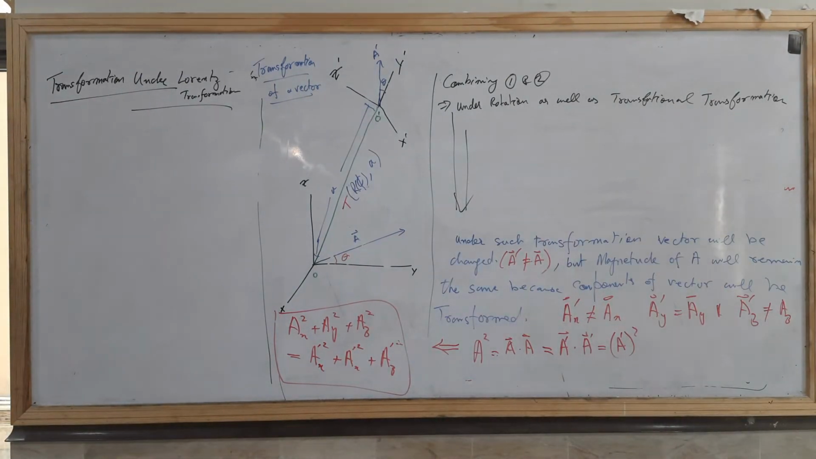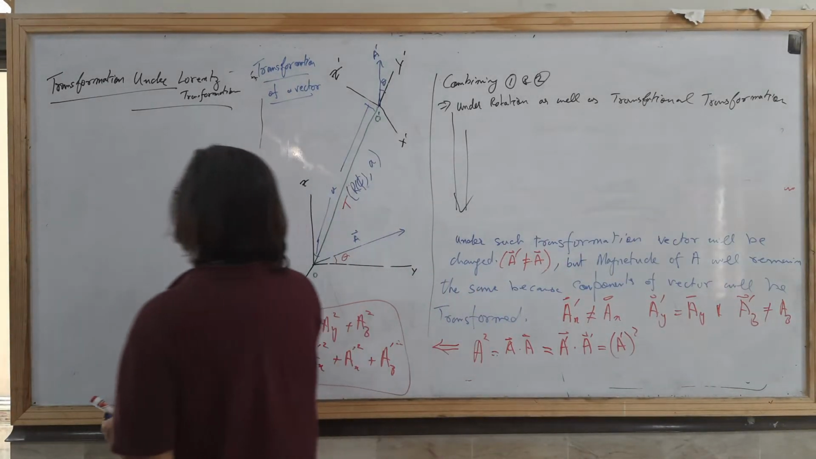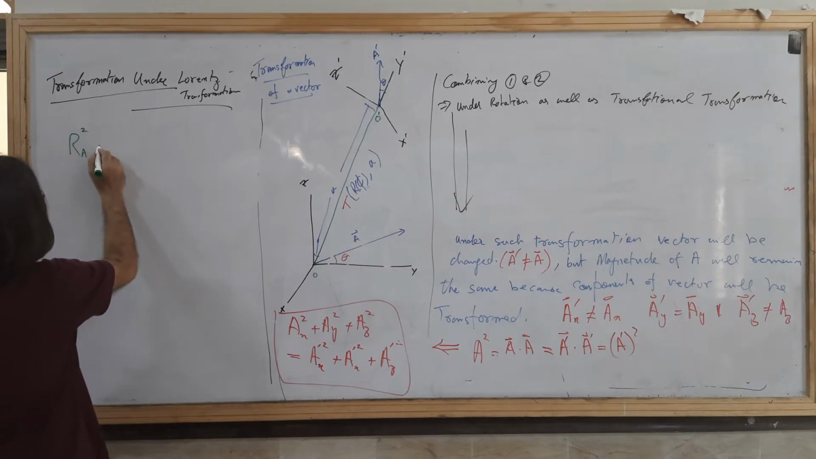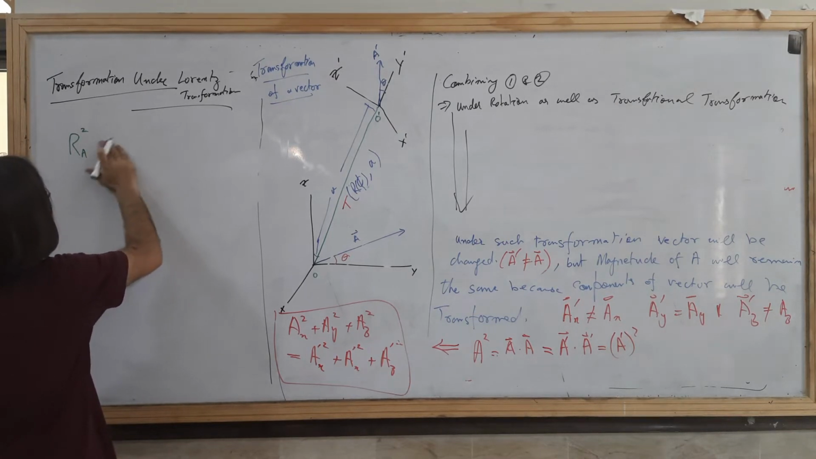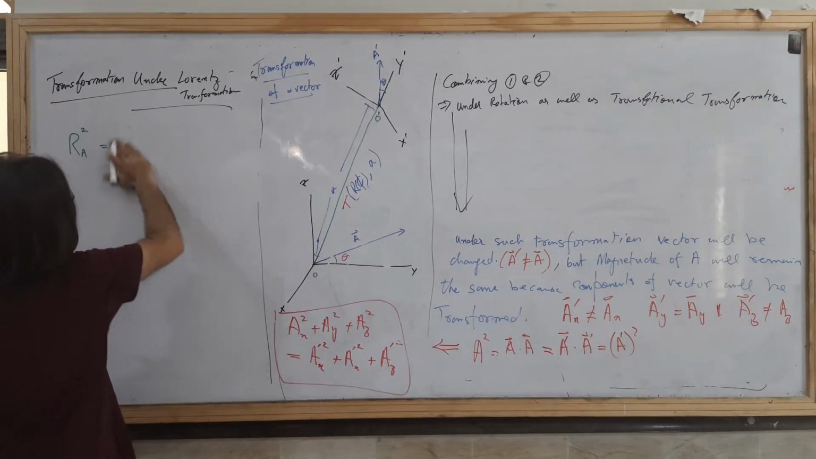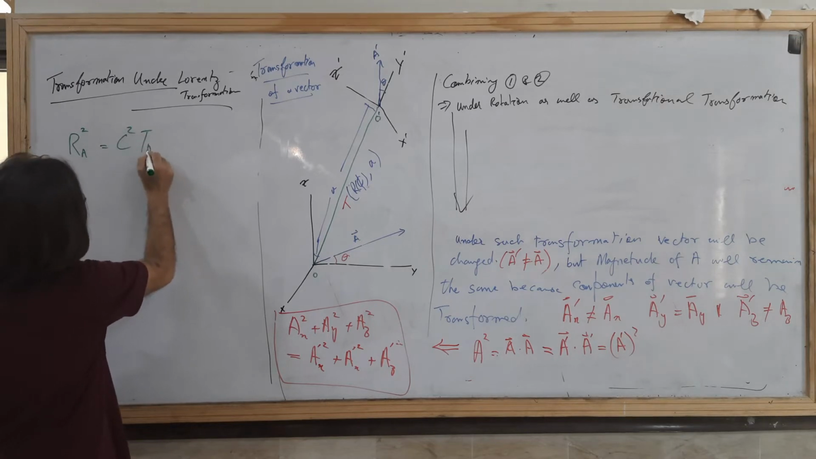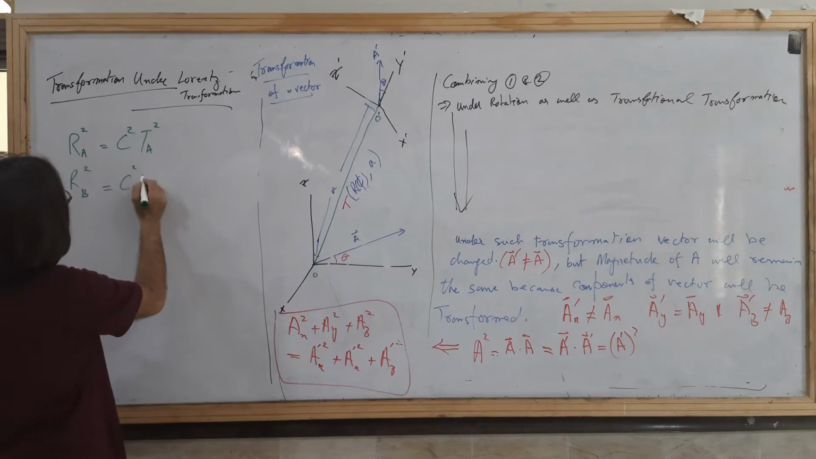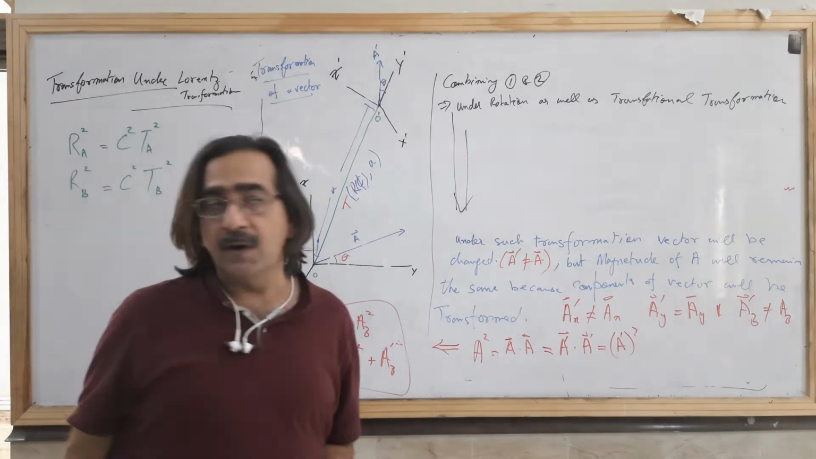No, that is also included. That was RA, sorry. RA square equal to C square TA square, and RB square equal to C square TB square. That we have already proved.